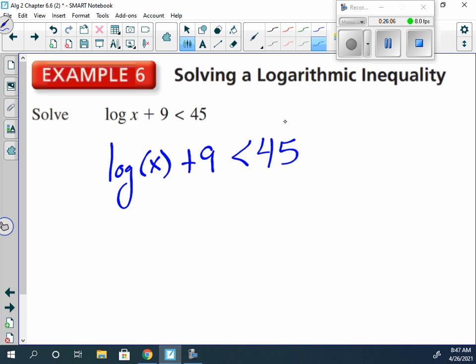But we'll look at this one here. When we worked on the first few, we said we really need to get the log by itself. I can't have more than one of them before we can start using the base 10 to simplify it. We should subtract the 9 first.